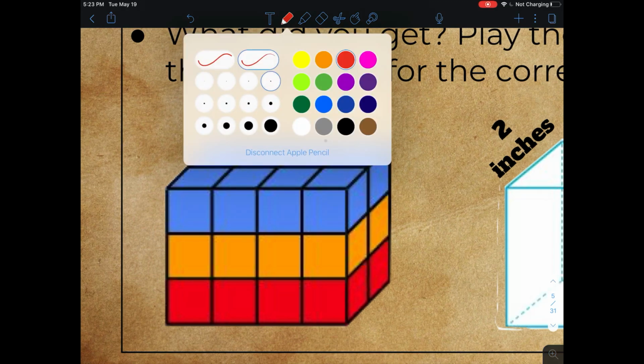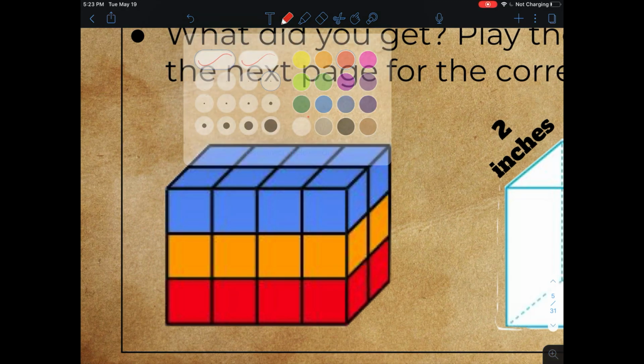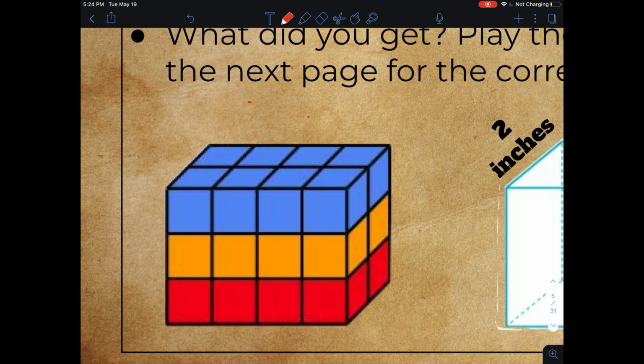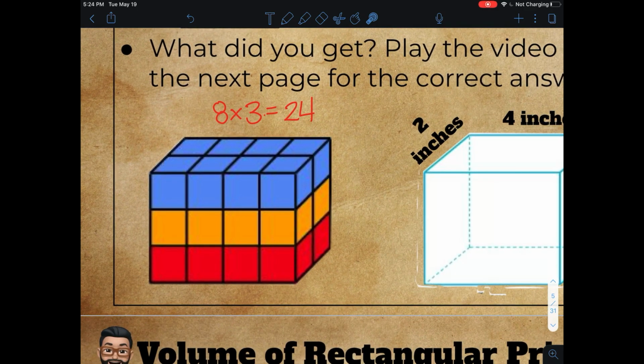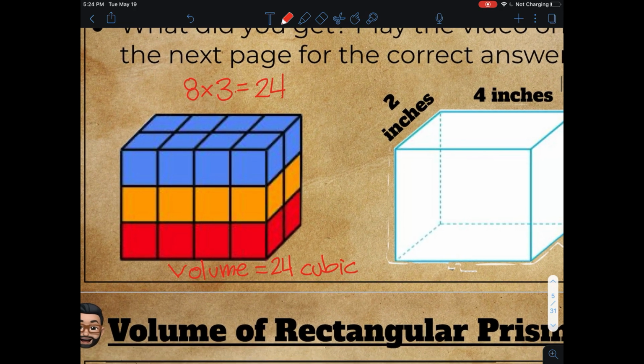So in order to figure out how many cubes there are altogether, what did we do? We did 8 times 3, and 8 times 3 is 24. So we know that in this figure right here, there are 24 cubes. So we would say that the volume of this equals 24 cubic units.